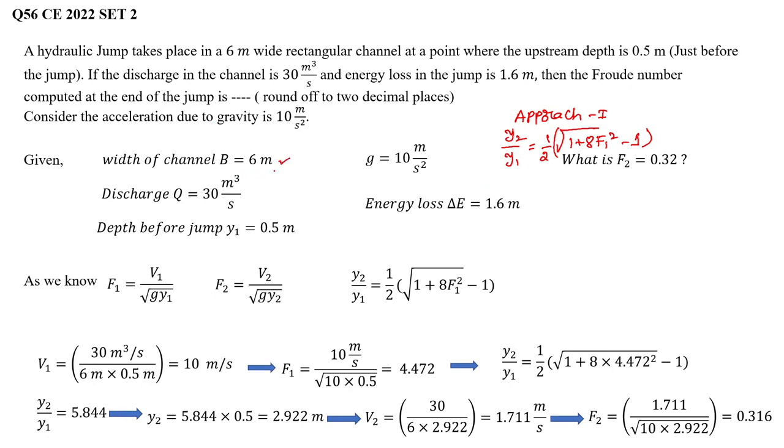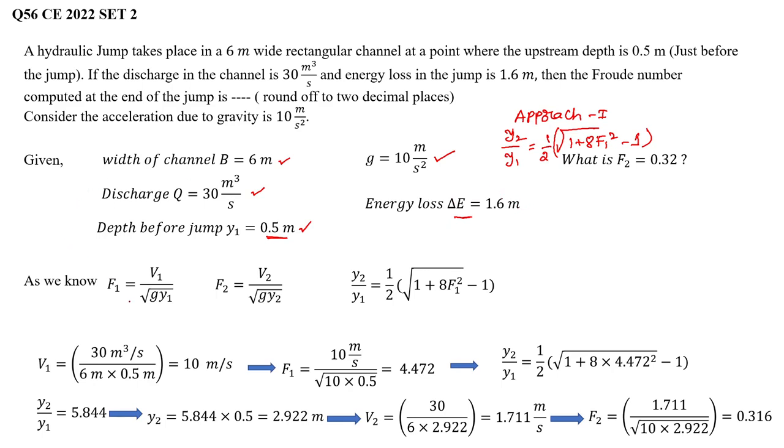One is the width of the channel, given as 6 meter, and discharge Q is given as 30 meter cube per second, and depth before the jump y1 is equal to 0.5 meter, and acceleration due to gravity is 10 meter per second square, and energy loss. For approach 1 we don't need this energy loss. This is redundant data for us.